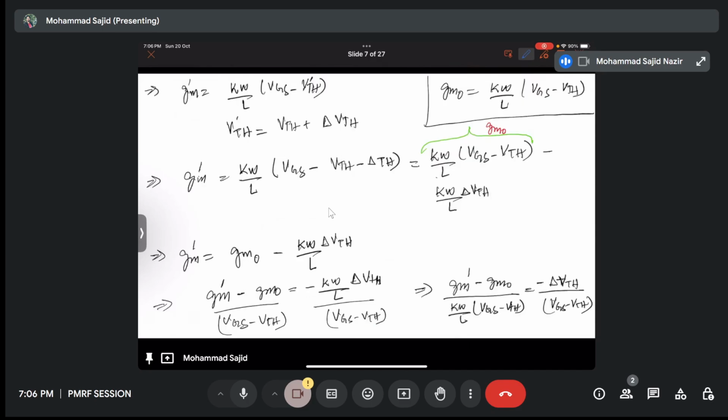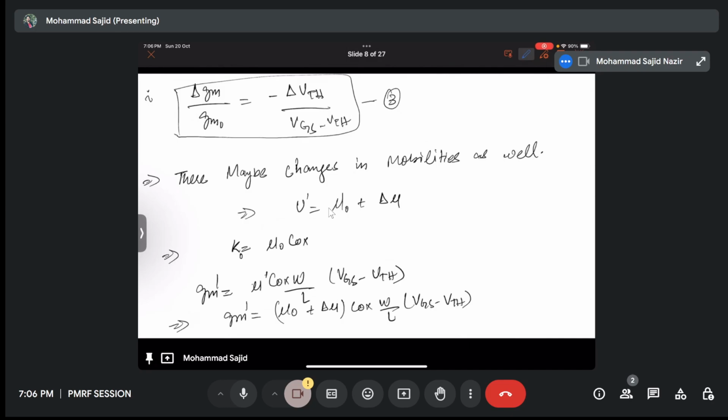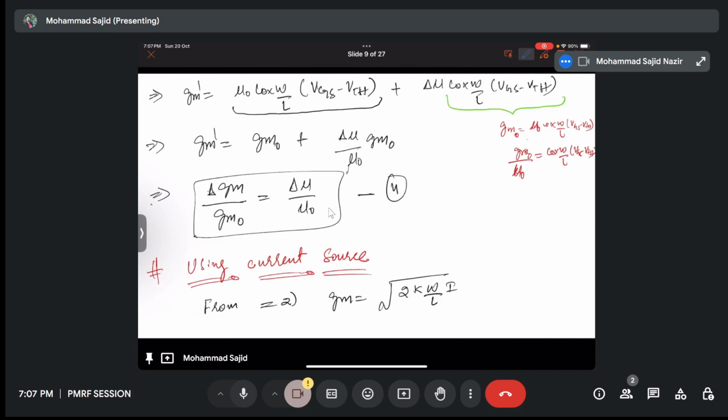Now GM dash. If there is a threshold voltage change, it will be given by KW by L, VGS minus VTH dash, and VTH dash is given by VTH plus delta VTH. Just a few steps, and you will get delta GM by GM naught as delta VTH by VGS minus VTH. So the device is sensitive to the threshold voltage change. There may be change in mobilities as well due to temperature. K naught is mu Cox. So GM dash will be like this, and ultimately we'll get delta mu by mu naught.